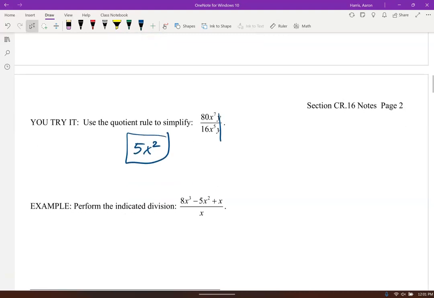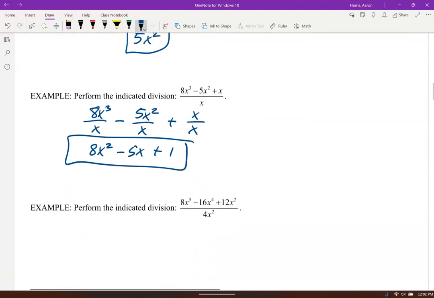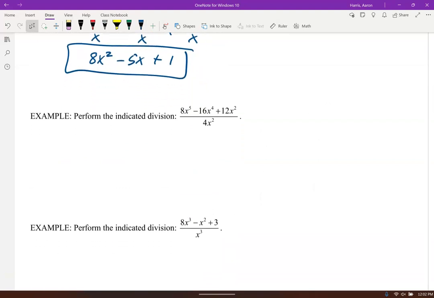All right, well, how about if we have more than just one term in the numerator, but we still have one term in the denominator? In other words, we have a monomial in the bottom, but we have a trinomial in this case on the top. Well, if we just have one term on the bottom, we can use the fact that that's a common denominator and just split it up this way. Let's say that x is a common denominator. And then we just simplify it. So we got 8x squared minus 5x plus x over x is 1. That's how we could do that. Let's do it for this one and that one as well.